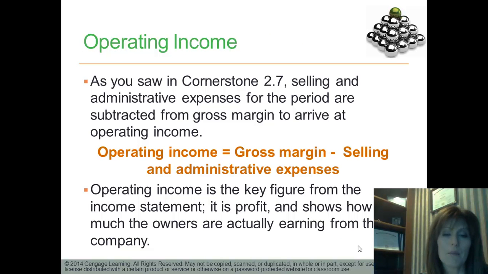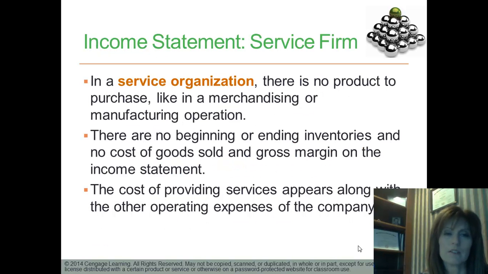Okay, and then we get to operating income. We take that gross margin, we subtract our selling and administrative expenses. Key figure because it shows what we're doing for the company. So operating income, just think of that as the line before we get to the interest and taxes, but really is showing you how the company is doing from how the company is run, not the financing part of it.